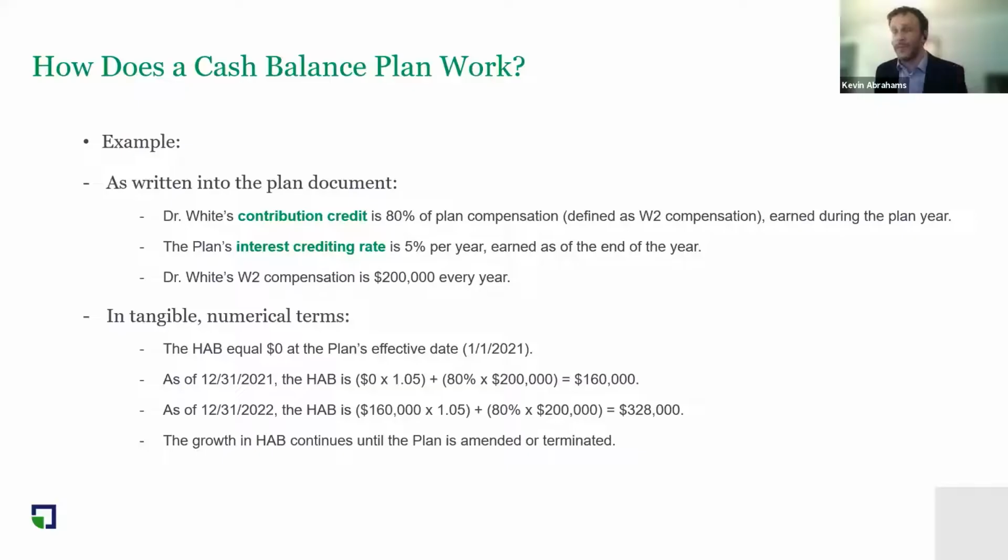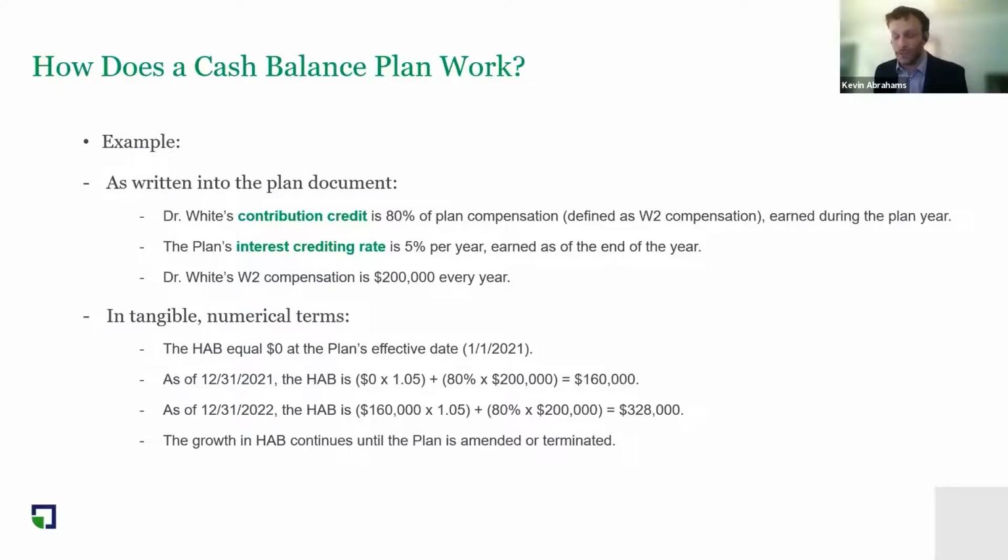And the plan's interest crediting rate provision is set at 5% per year. So that's all written into the plan document. There's an interest crediting rate that's filled in that pre-approved document Don was talking about. And then we have a section where we define the contribution credits for Dr. White and other employees. They can obviously have different contribution credit amounts.